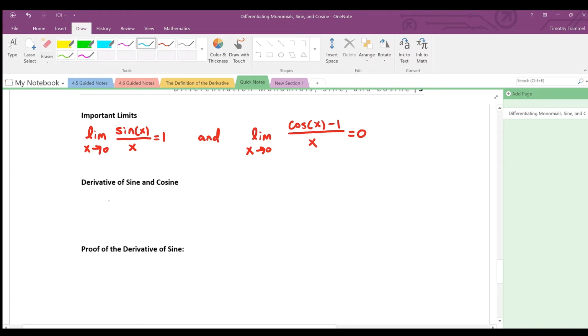Okay. So the derivative of sine of x is cosine of x, and the derivative of cosine of x is minus sine of x.